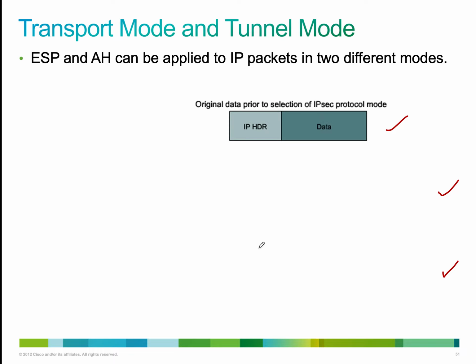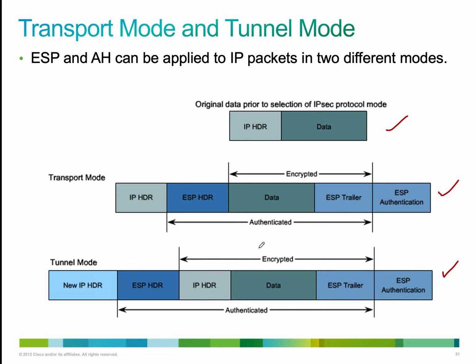Transport mode and tunnel mode. Now we're going to look at these three phases. We have the original data: the IP header and the data itself only. That's what the original packets have. Then the transport mode adds, apart from the data and the IP header, an ESP header, ESP trailer, and ESP authentication.